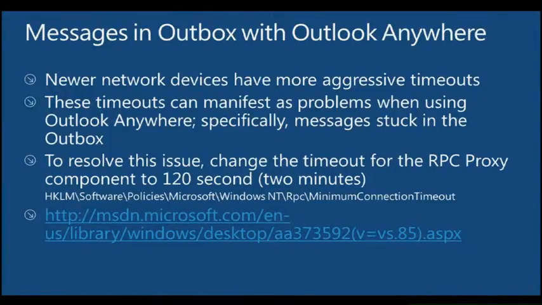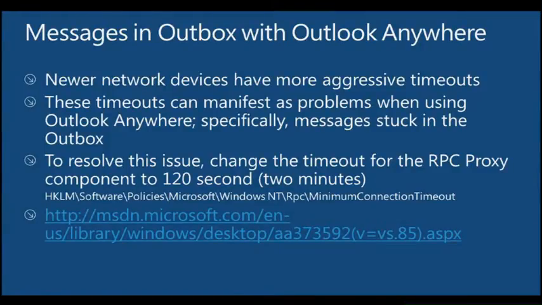Now, how can you fix it? Well, the fix that we've come up with is to go into the registry and modify the default settings for the RPC proxy itself, which is a Windows component, not an Exchange component. You modify that to add the key and configure it with a timeout of 120 seconds, or 2 minutes. Once you've done that, that eliminates this problem of messages getting stuck in the outbox when you're using Outlook Anywhere. Now, if you have messages stuck in your outbox and you are not using Outlook Anywhere, this is not the same problem. This is specific and unique to Outlook Anywhere.